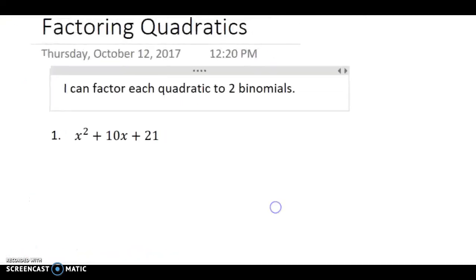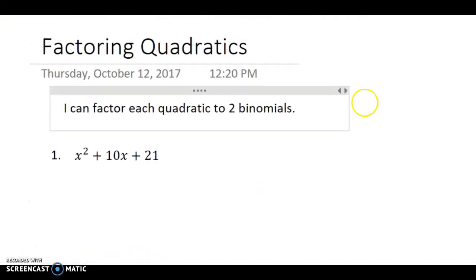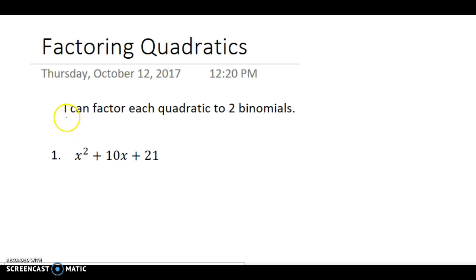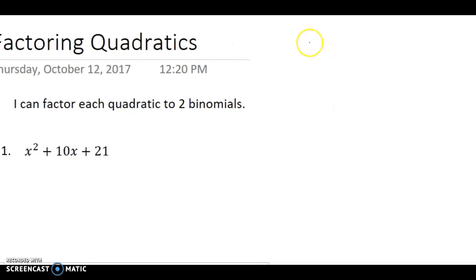So today we're going to learn about factoring quadratics. And that means I can factor each quadratic into two binomials. And so we're going to get things that can be factored, and we're going to factor them. Now, what is factoring? Well, first I have to ask, what is foiling?